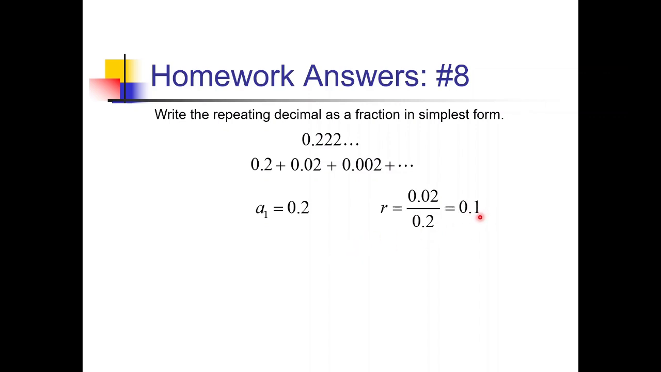Since 0.1 is less than 1, I do have a finite sum for this, and I can use my formula. So we have a1 over 1 minus r. In this case, that's 0.2 over 1 minus 0.1. So 0.2 over 0.9. And then if I just move the decimal for each of those, that becomes 2/9.